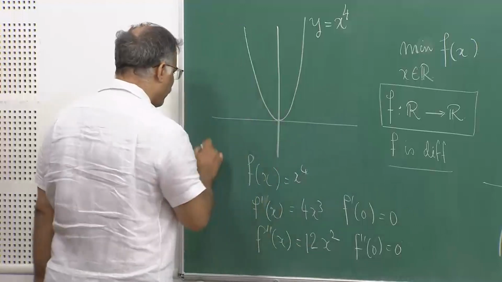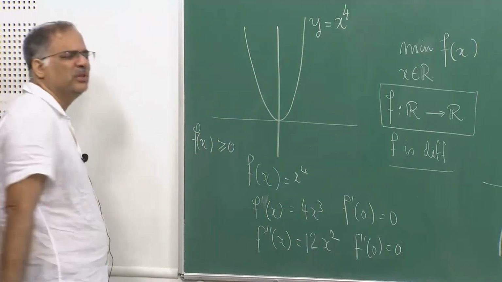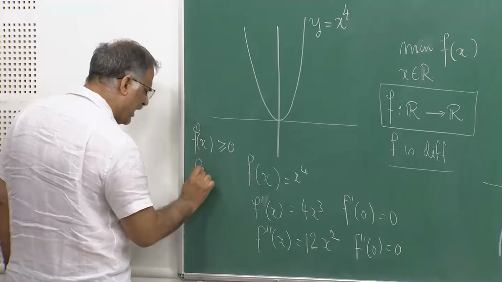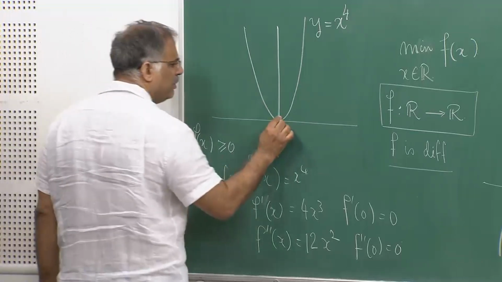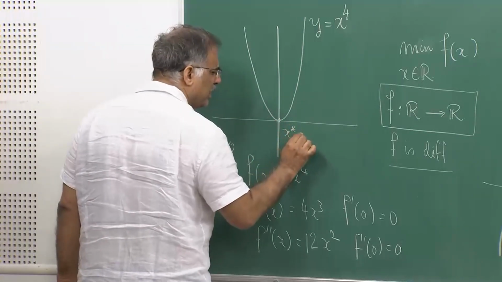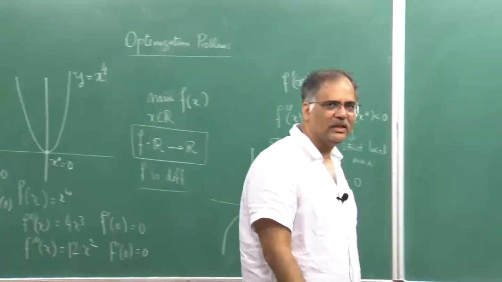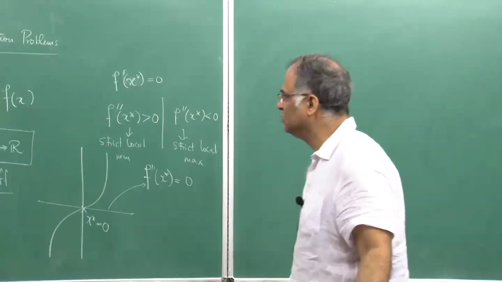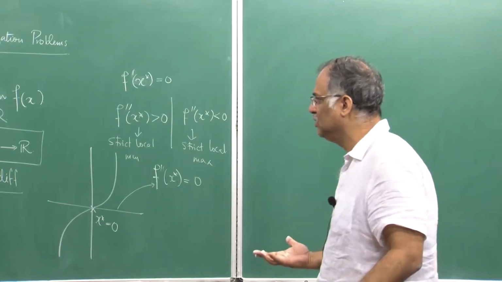But you know that f of x is x to the power 4, so it is always greater than or equal to 0. And f of 0 is 0, so f of x is greater than or equal to f of 0, so 0 is the minimizing point. So x star equal to 0 is the minimizing point, but f double dash of x is 0, it does not give me any information. So what are you going to do? Try with the third derivative, the fourth derivative?